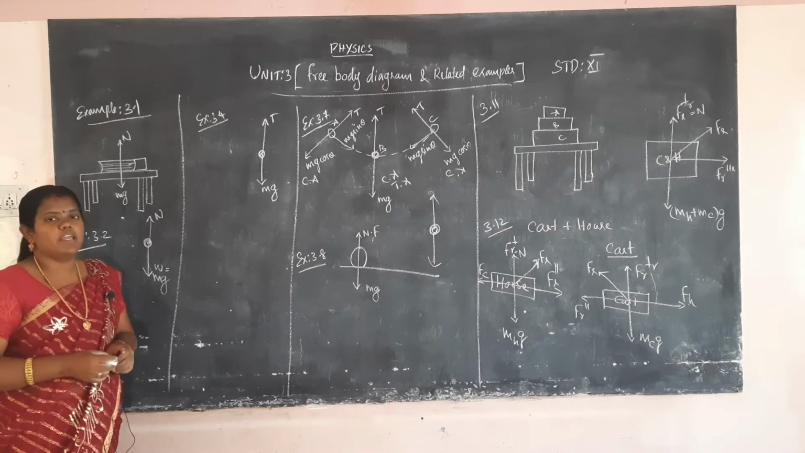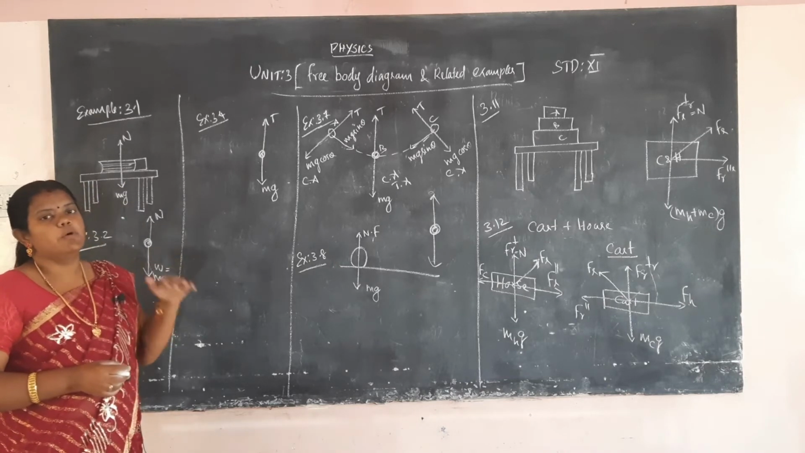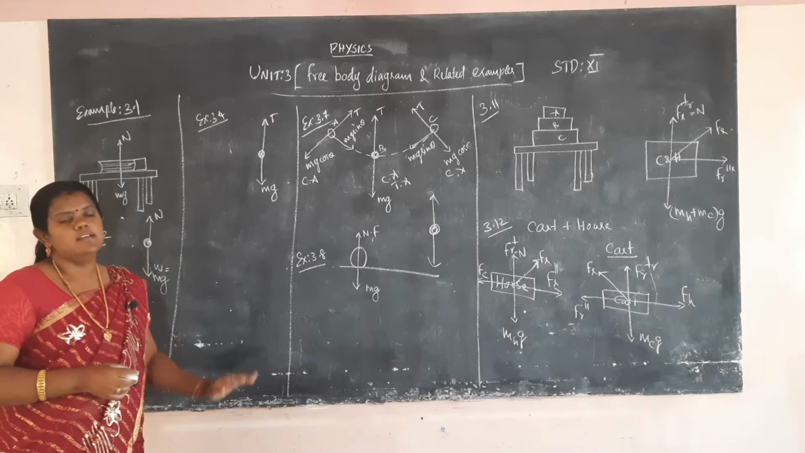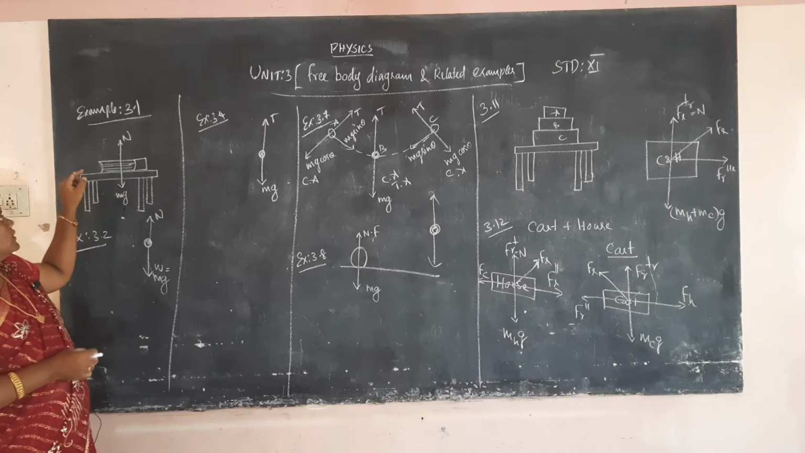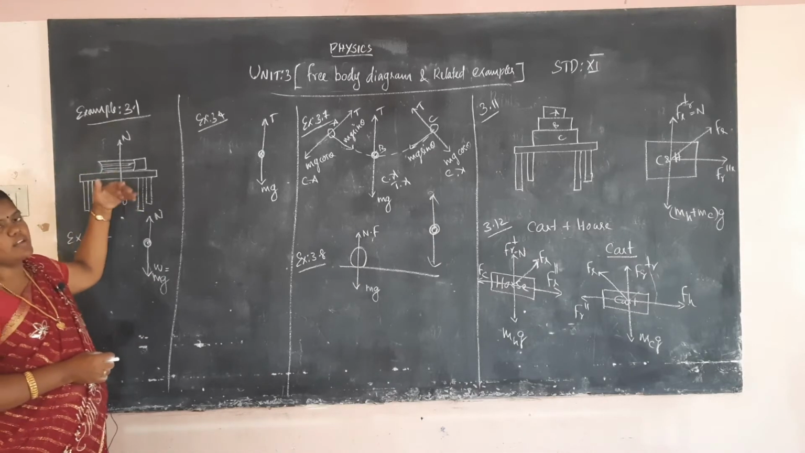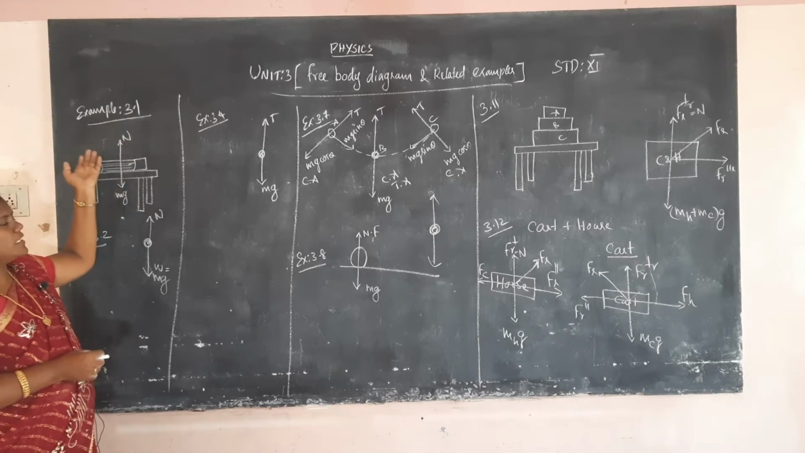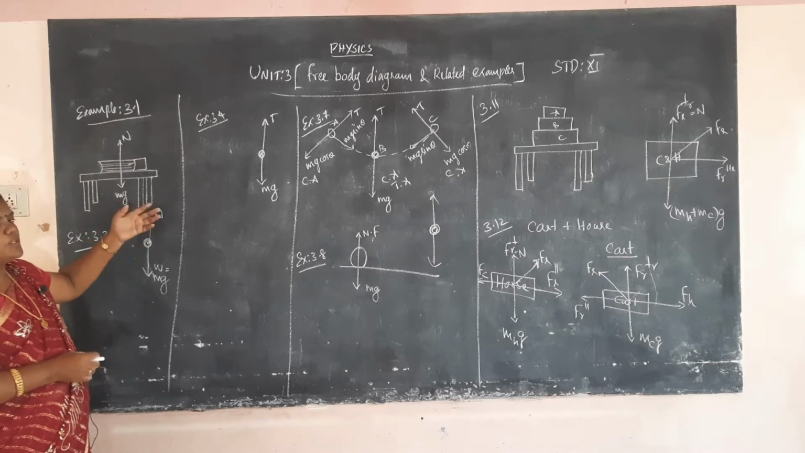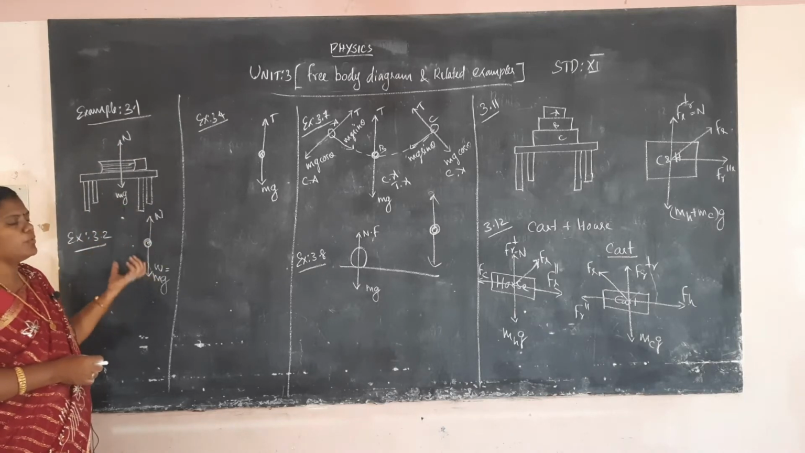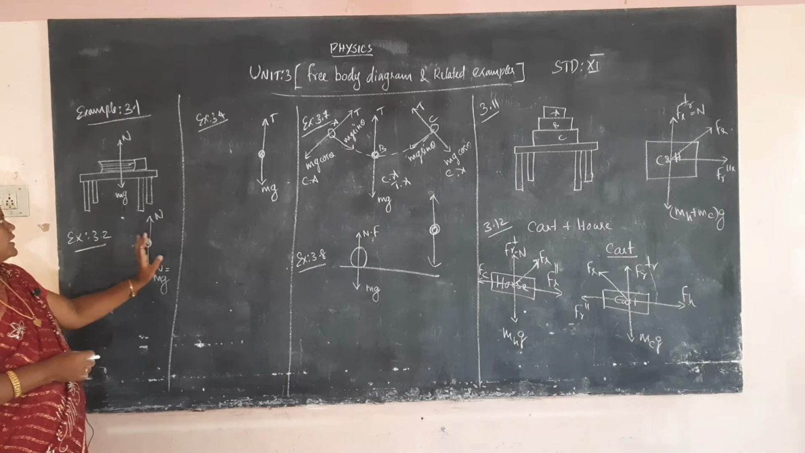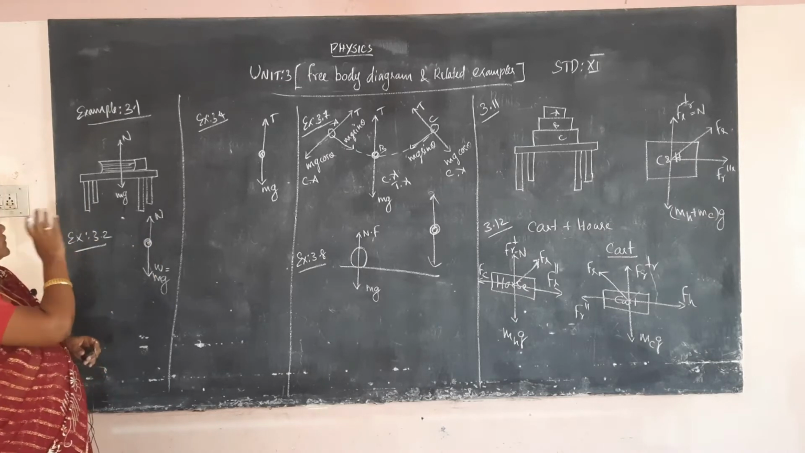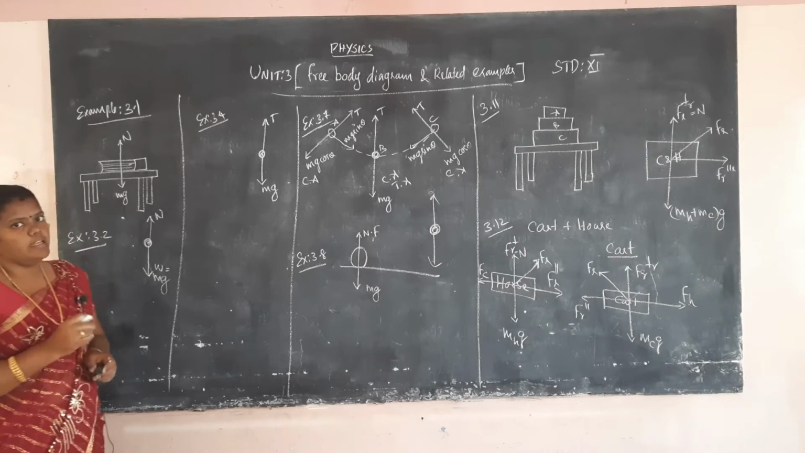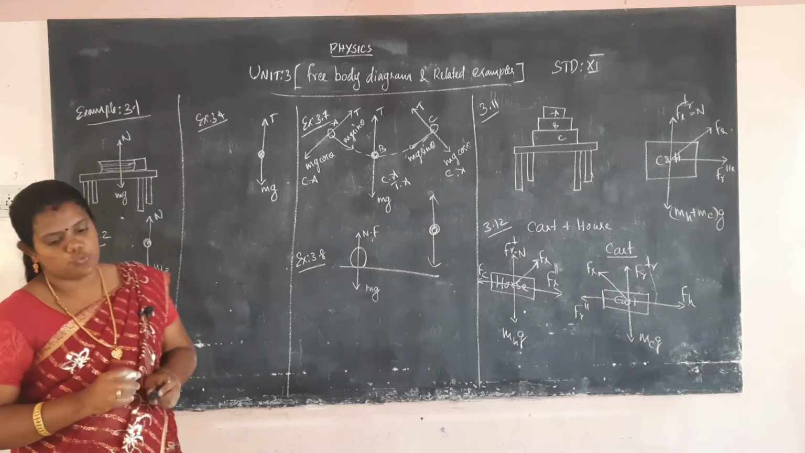One book is located on the table. The book gives a force on the table, equal to m into g, and the table exerts a force on the book, which is called the normal force. They are opposite to one another, and this is mentioned in the free body diagram. So this is the free body diagram. That was the first example, 3.1. Now let's explain example 3.2.